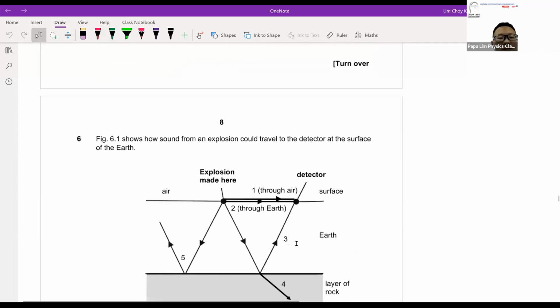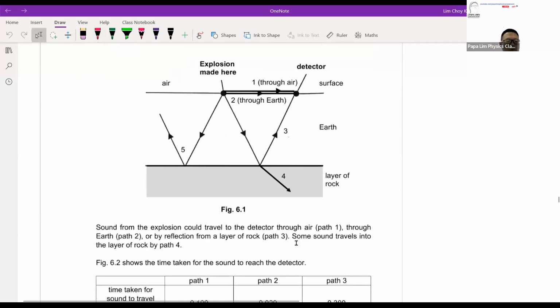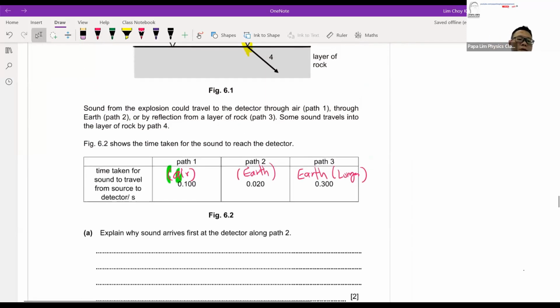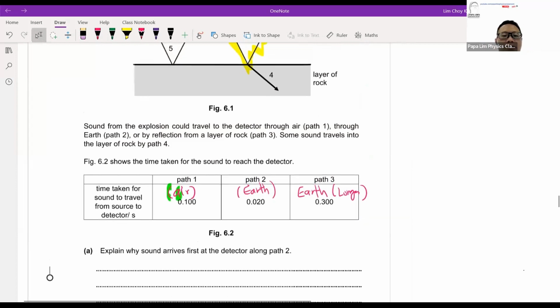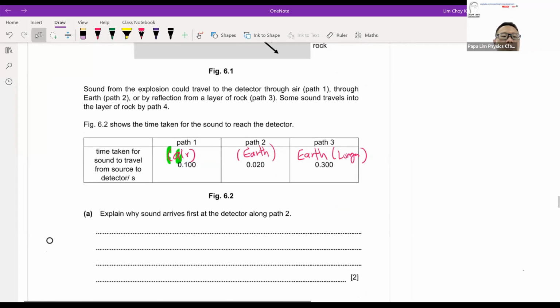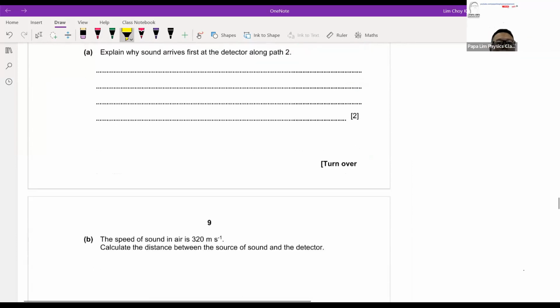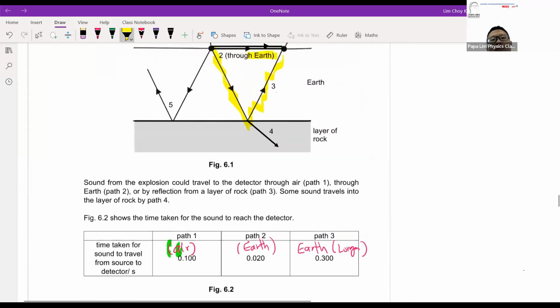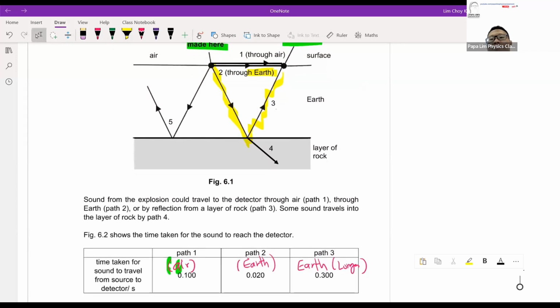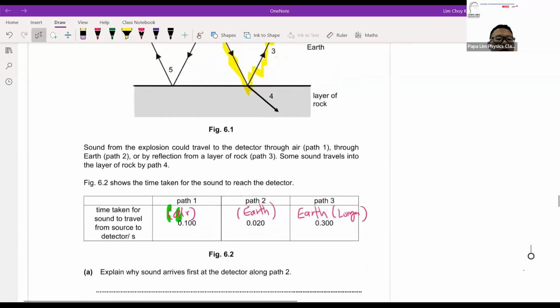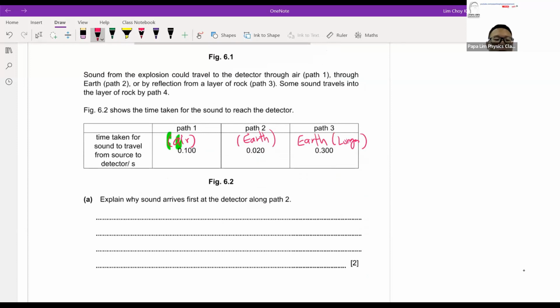Question 6 is a bit of data analysis whereby you need to analyze the question. Explain why sound arrives faster along path 2. Remember, path 2 is Earth, which means solids. So the common question we see is comparing the speed of sound in solid versus in air. You have to know that in solids, the particles are closely packed, more closely packed.